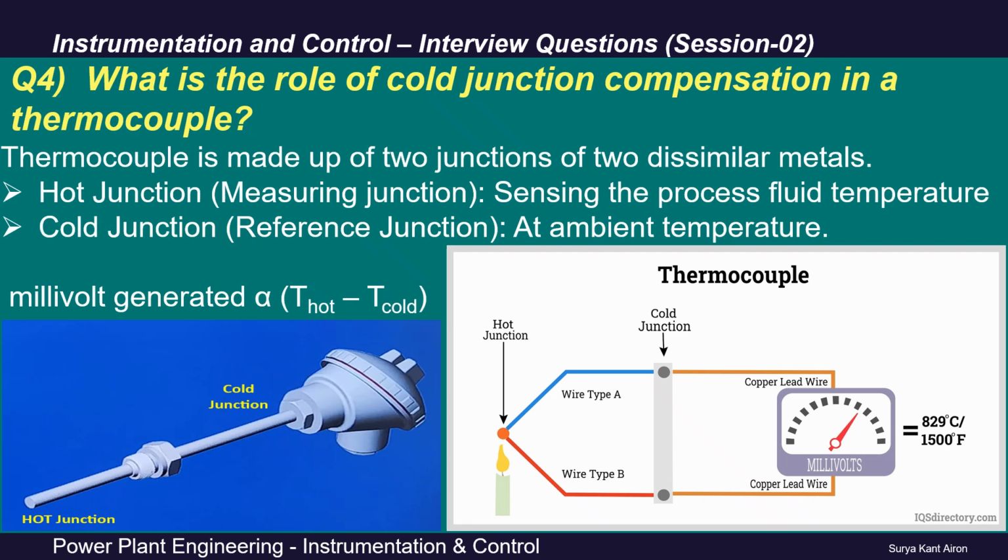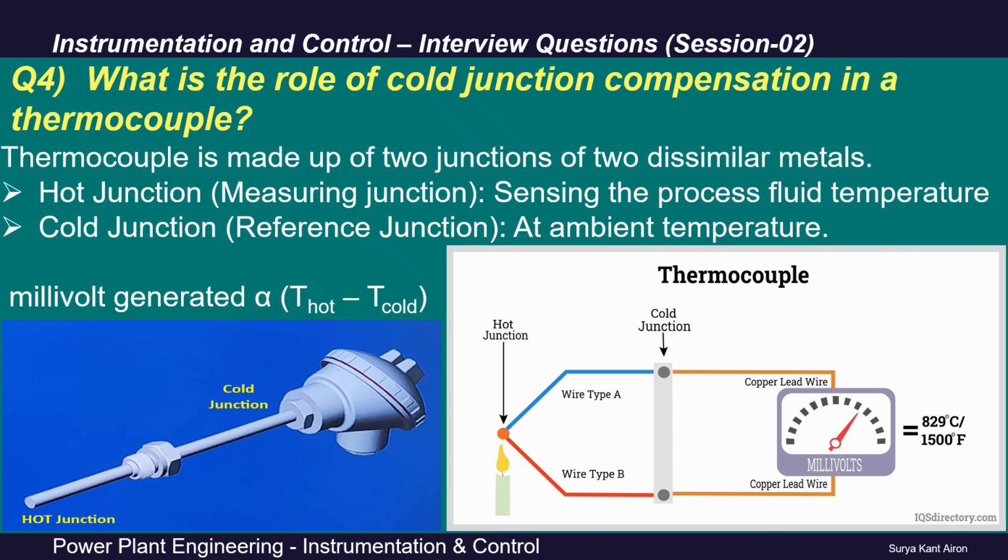Next, a frequently asked question in I&C interviews: what is the role of cold junction compensation in a thermocouple? Friends, a thermocouple, we are aware, is made up of two wires of dissimilar metals joined at two junctions. One is the hot junction, which is sensing the process fluid temperature, whereas the other end is the cold junction.